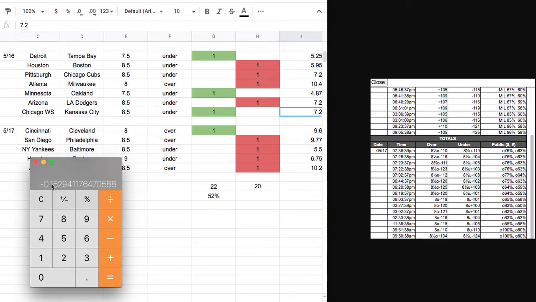So 15% margin. What I found already in Major League Baseball is that that's probably too tight of a margin, especially when you're looking at runs, because there's not a big difference between 8.5 and 7.2.